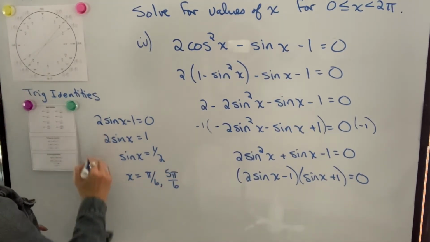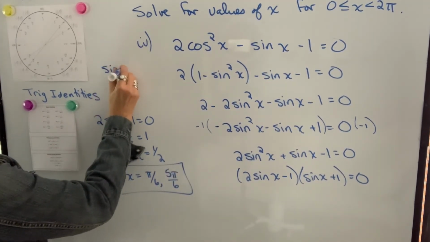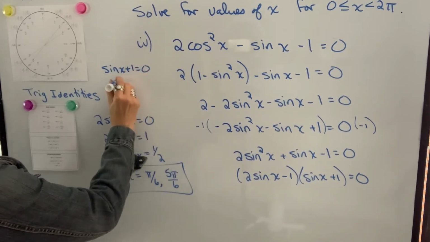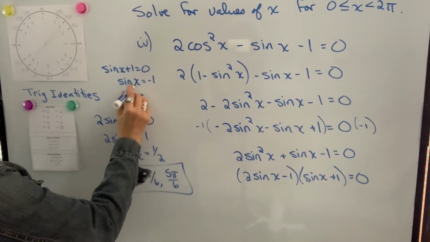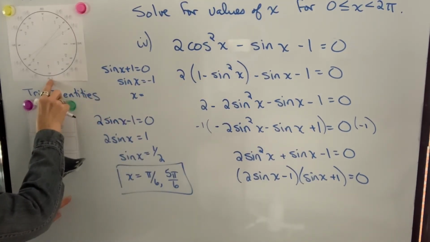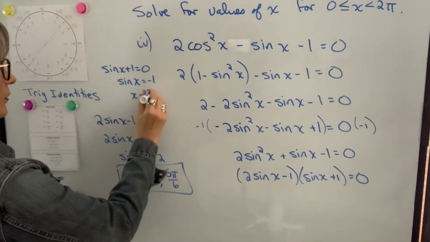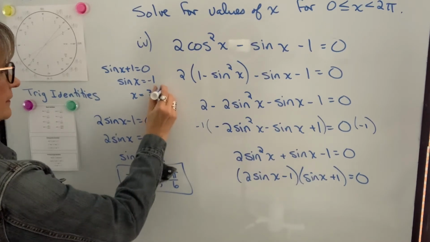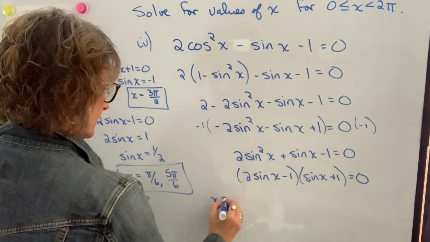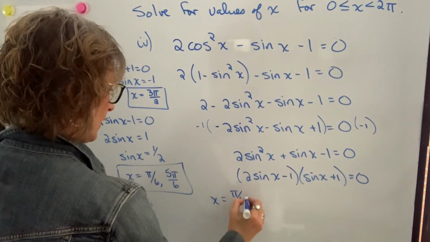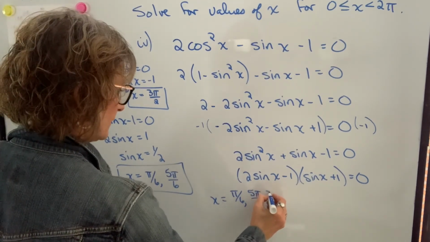The other solution is when sine of x plus 1 is equal to 0. So sine of x is equal to negative 1. So x will be the inverse sine of negative 1. There's only one angle that has a sine equal to negative 1, and that's 3 pi over 2 on the axes. So you could write it in order: x is equal to pi over 6, 5 pi over 6, and 3 pi over 2.